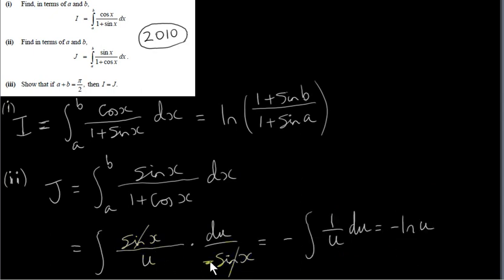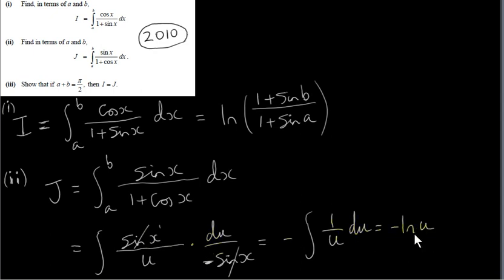We have a minus sign here. It's like a minus 1 in this denominator. We can pull that outside. We have 1 over minus 1, which is minus 1 outside here. That's just a constant factor. Then we're just integrating 1 over u with respect to u. So we end up getting minus ln of u.